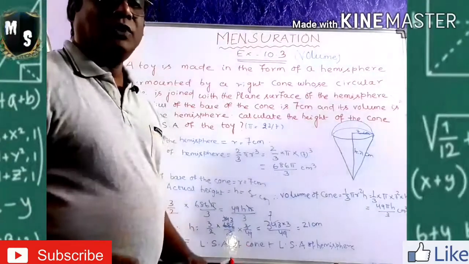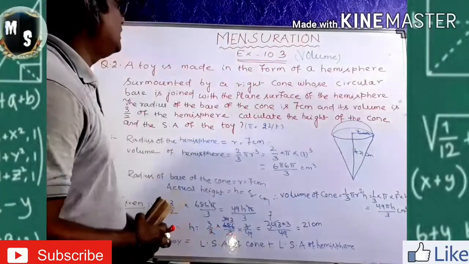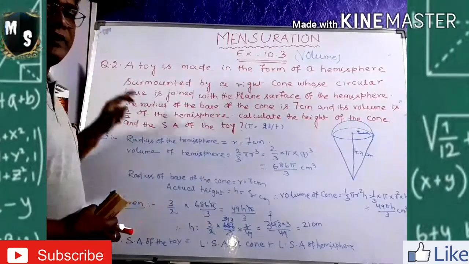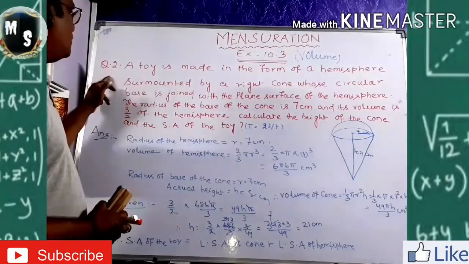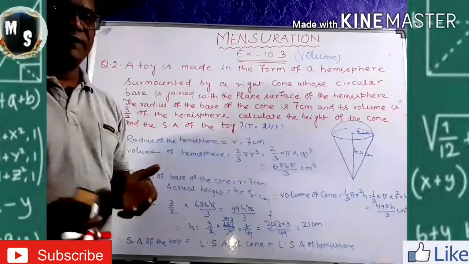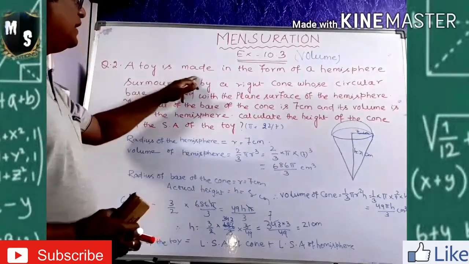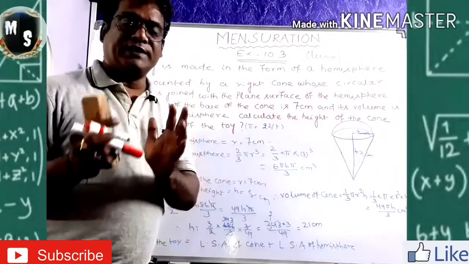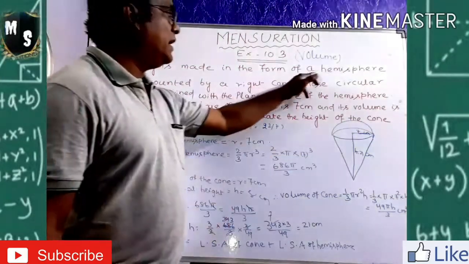Now come to the next sum. What is the next sum? This is exercise 10.3, question number 2. Please read the question nicely now. A toy is made in the form of a hemisphere.